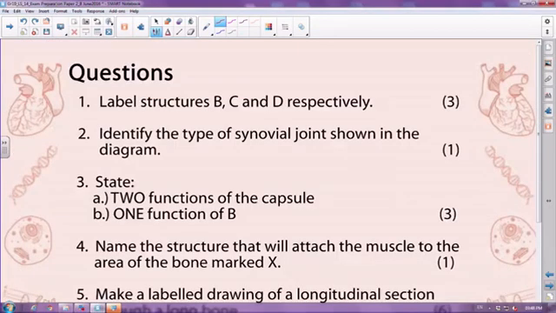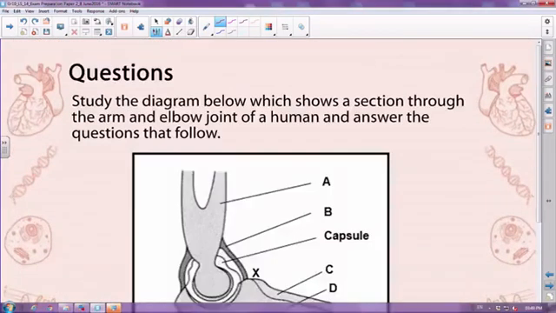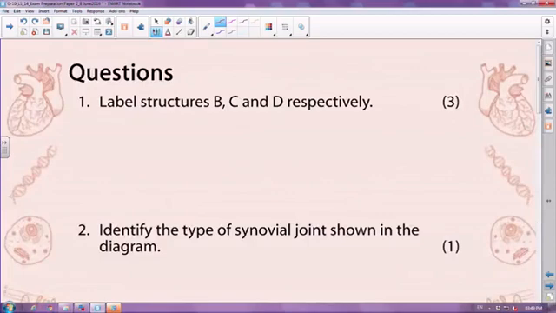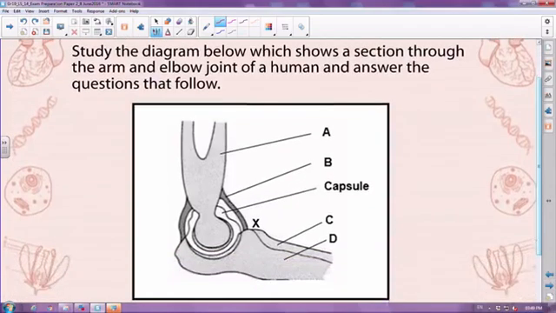What kind of questions can we ask over here? Question number 1: label structures B, C, and D respectively. We're going to do it on the diagram. It's always much easier to relate the structure when we see the diagram. So let's highlight B, C, and D. C and D could be quite problematic for us.